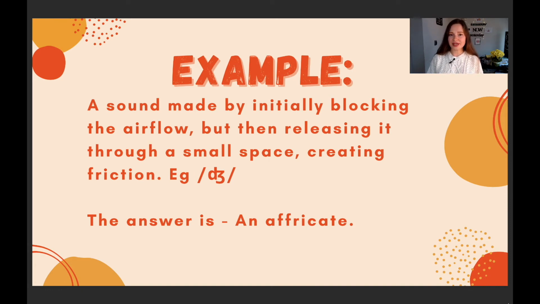You have the definition: a sound made by initially blocking the airflow, but then releasing it through a small space, creating friction. So what kind of sound is it? You have here an example, j, and the answer is an affricate. Just one word that you need to write there, an affricate. Well, actually two. So this is what you need to write, nothing more. Don't provide unnecessary information if it is not asked.